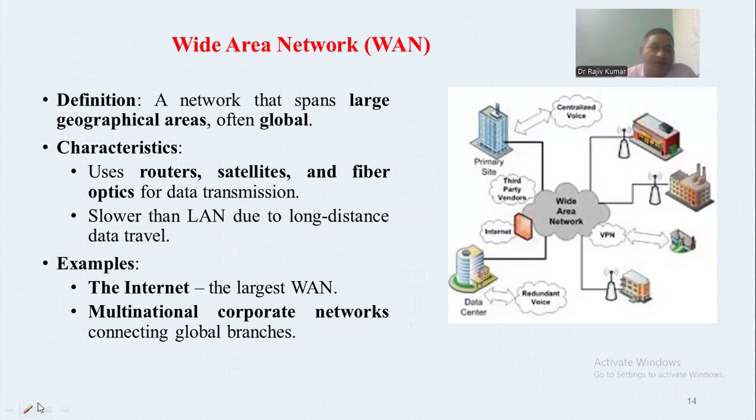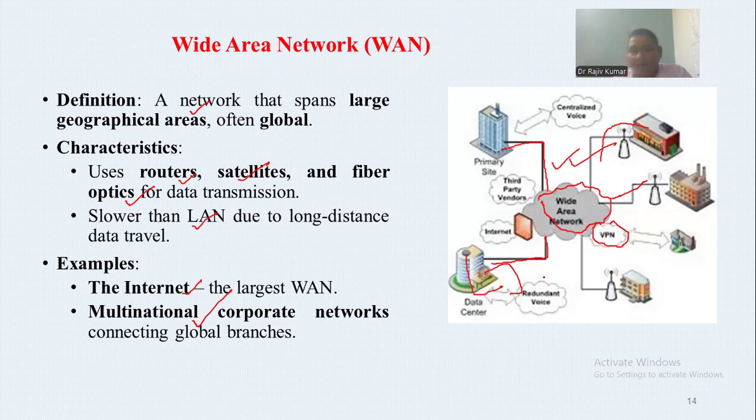Next is wide area network. A wide area network is defined as a network that spans a large geographical area, even global. It uses routers, satellites, and fiber optics for data transmission. It is slower than LAN, due to the long distance. Examples are the internet, the largest WAN, and multinational corporate networks connecting global branches. So these are examples of a wide area network. This is a wide area network. It is connected with some site. It is connected to a data center. This is the data center. These are VPNs. There are some LANs connected here. So these are the components used in WAN.